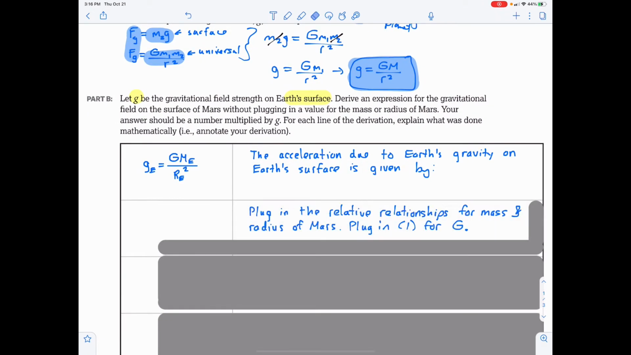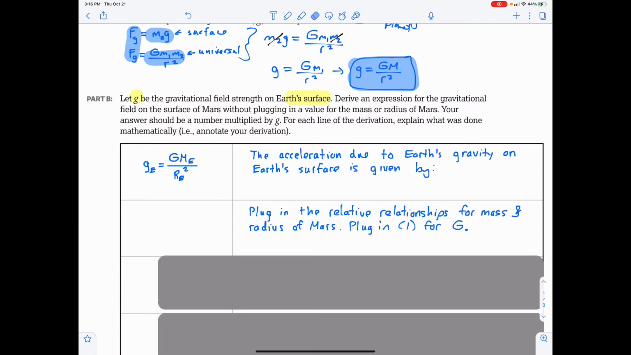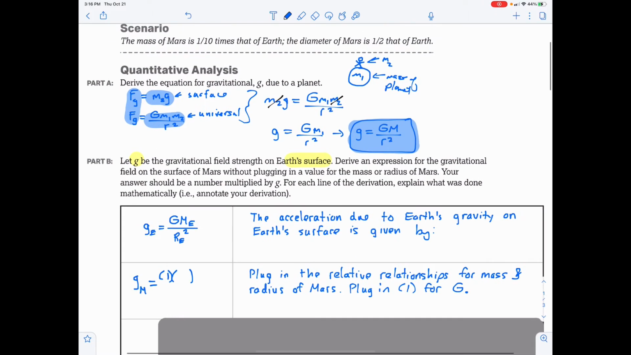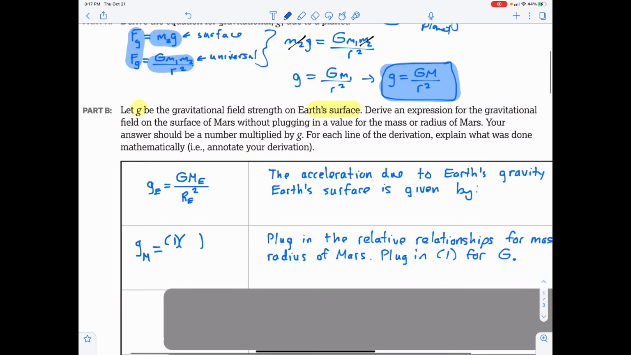Step 2. Plug in the relative relationships for the mass and radius of Mars. Plug in a 1 for G. So gravity on Mars is now equal to 1 for G. And we were told that the mass of Mars is 1/10 the mass of Earth, and the diameter is half. So if the diameter is half, the radius is half. So we're going to plug in 1/10 for the mass divided by 1/2, and we're going to square that.